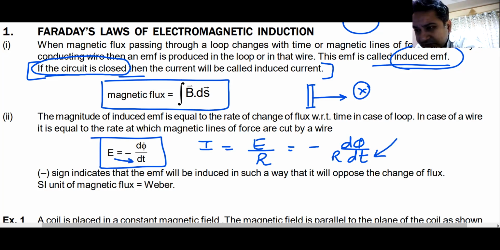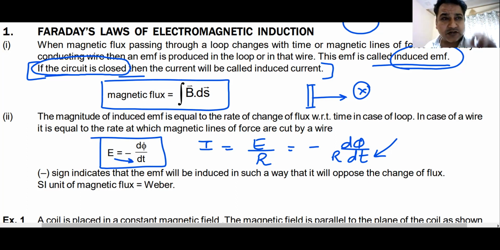That means it depends not only on the change of flux, how much you have changed the flux, it also depends on the time taken to change that flux. For example, if I'm changing a flux of 5 Weber in 10 seconds, and if I'm changing the same flux of 5 Weber in 5 seconds, in which case there will be more EMF induced? 5 seconds. In 5 seconds, because EMF or current is inversely proportional to time. The faster the change is, the more is the induced EMF or induced current.